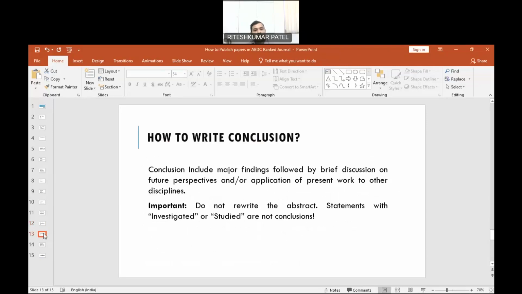Now, how to write the conclusion. I'm not considering the part of data analysis over here, just giving you some brief idea on that before moving to the conclusion. Data analysis is subjective. Some studies are primary, some studies are secondary. So based on the study, the data analysis differs, and when it differs, you need to select an appropriate method for your data analysis.